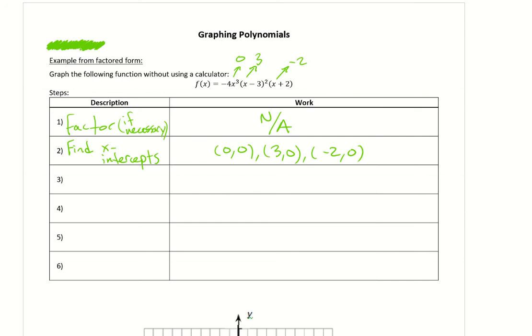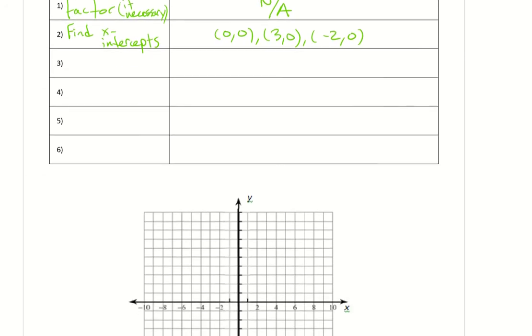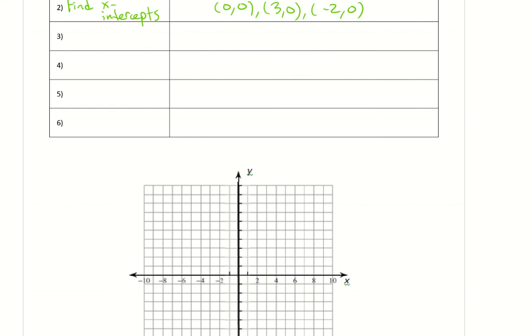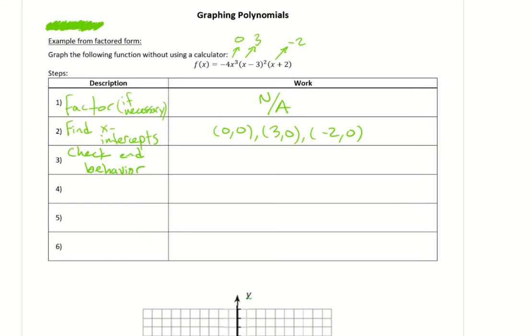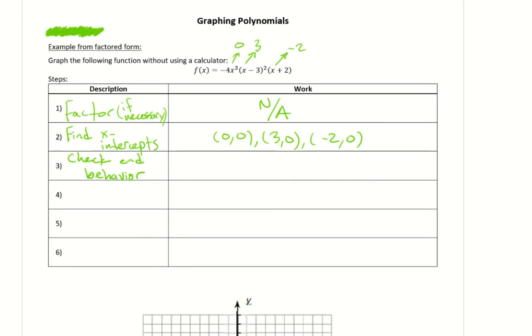Okay, so now that I have the x-intercepts, that's the first thing I know about the graph. I'm going to go mark these on my x-axis. So here's my first point. Second point's at (3, 0), and the third one's at (-2, 0). The next step is to check the end behavior, because that's going to tell me where the arrows go at the beginning and the end. So I'm going to put check end behavior. In this case, we have a negative coefficient, and our degree is, let's see, 3 plus 2 is 5, plus 1 is 6. 6 is even, so that's an even degree.